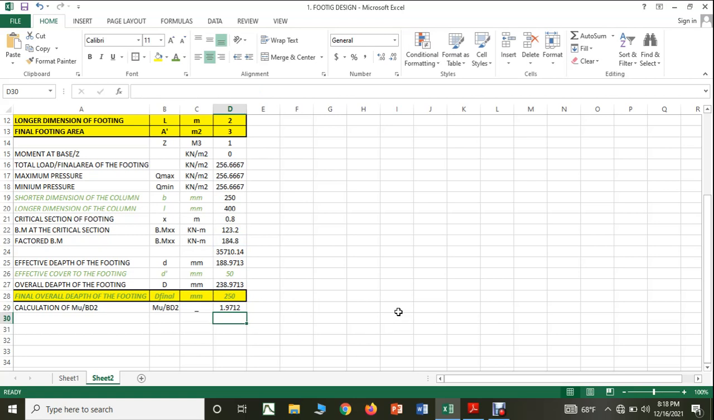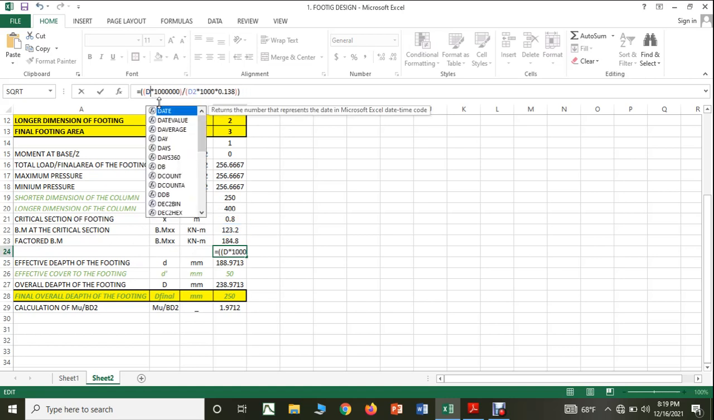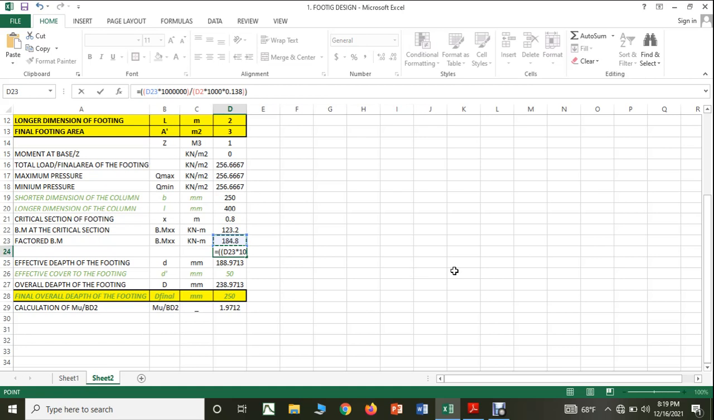One more thing: when I found the effective depth of the footing using this formula, I have to use the factored bending moment, that is, instead of the column value 22 that I used, I have to use 23. I'll remove it and make it this one. Now you can see effective depth 230, plus 50 cover, 281, so I can make it 300. So you are getting 1.36. That will be your calculation of Mu by bd square.